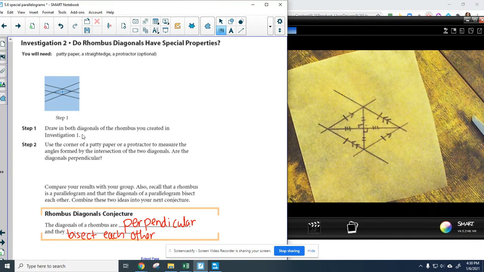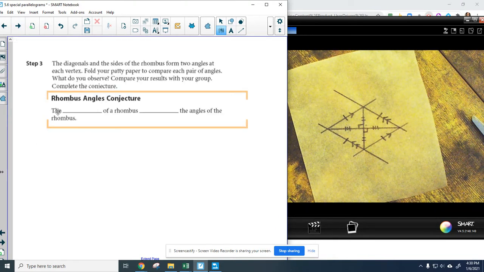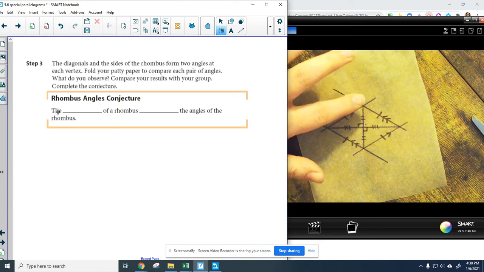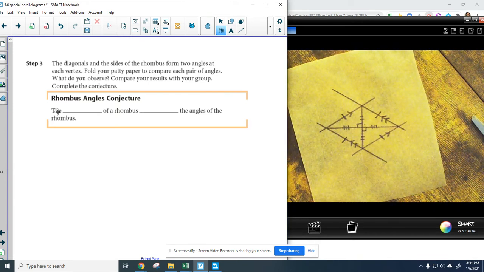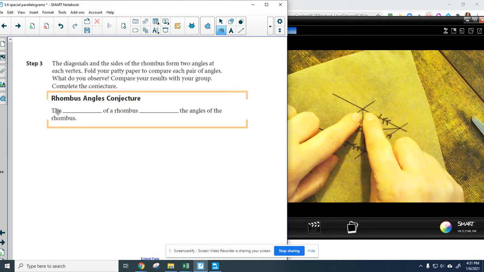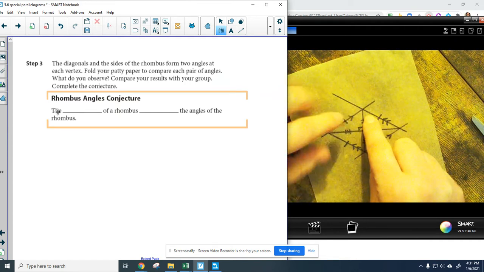Okay, one more thing to discover with these diagonals here, and you may have noticed by now what's going on. It says the diagonals and the sides of the rhombus, if you look near each vertex, we've got two angles now, right? These diagonals break those big angles into two parts. It says fold your patty paper to compare each pair of angles. So maybe just focus your eyes on the two that are on the top of my screen. You can do this on yours as well.